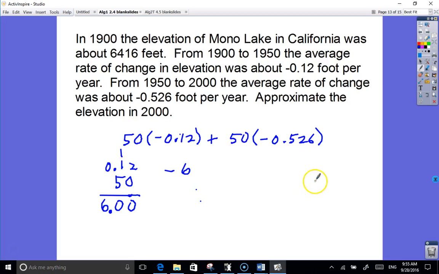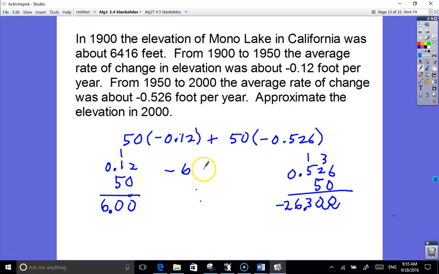Now we got to do the other. 50 times 0.526. Be a little bit more. Bring down the 0. 5 times 6 is 30. 5 times 2 is 10. Plus 3 is 13. 5 times 5 is 25. 26. Okay, and how many decimal points do I move over? 3. 1, 2, 3. So it's actually 26.3.